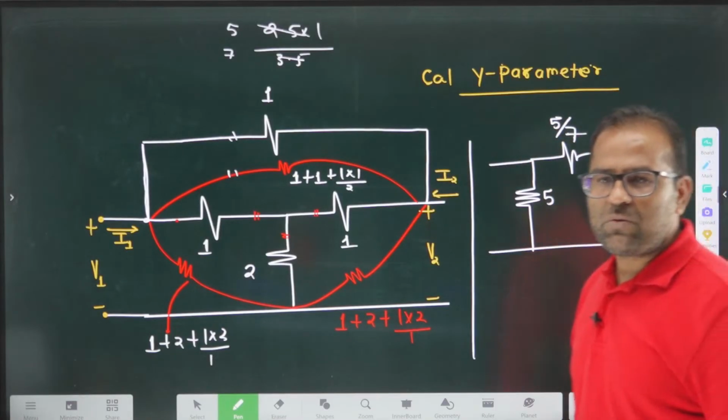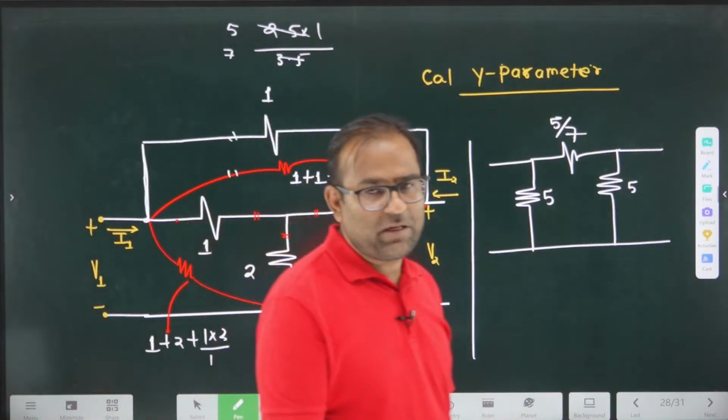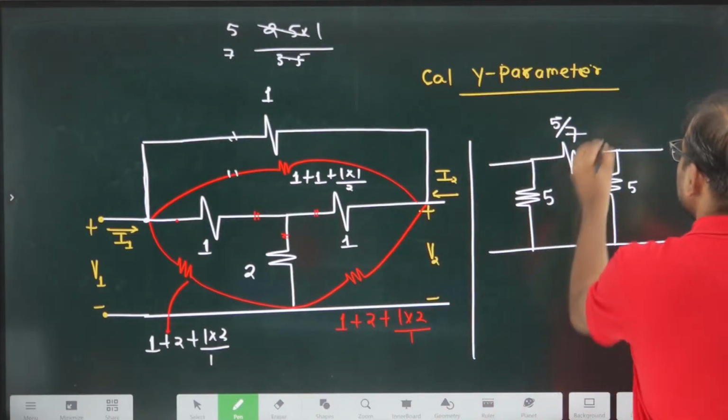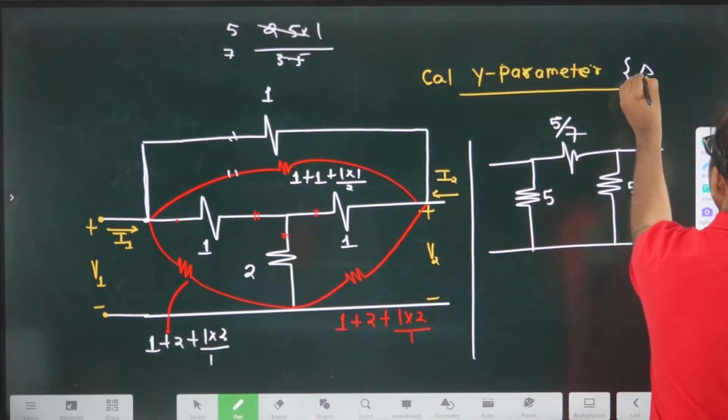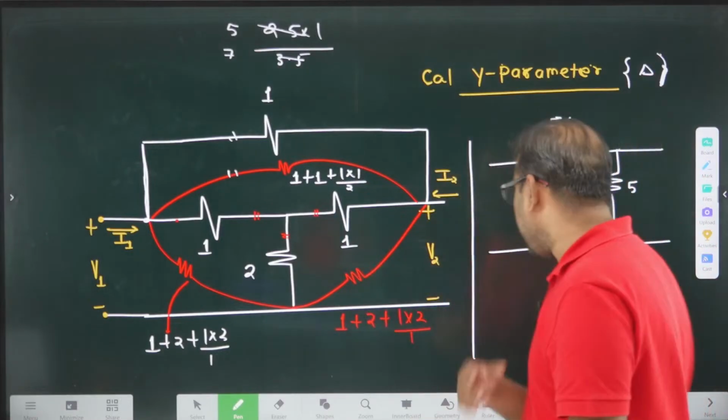Now in which form is your network available? Star form or delta form? In which format is it available? This is available in the delta format. If this is available in the delta format, we can directly write the answer.